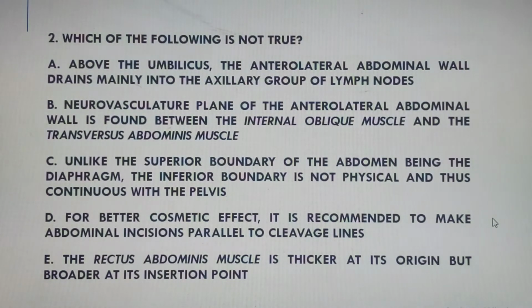Option D says, for better cosmetic effect, it is recommended to make abdominal incisions parallel to cleavage lines. These cleavage lines, also known as Langer lines, are very important if you want faster wound healing, where there's little or no scar formation. If you make incisions along or parallel to the cleavage lines of Langer, that is what we are going to see. That's a very true statement. Option E says the rectus abdominis muscle is thicker at its inferior origin but broader at its insertion point. That's a very true statement. I've already said that to you.